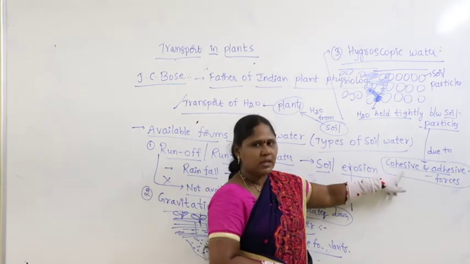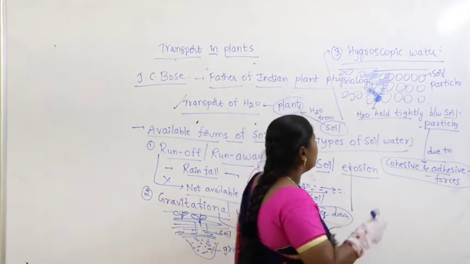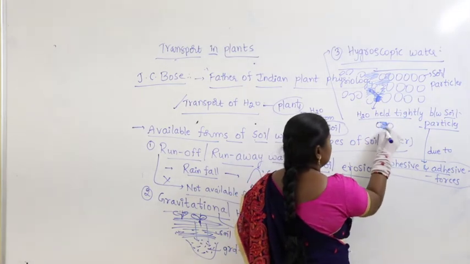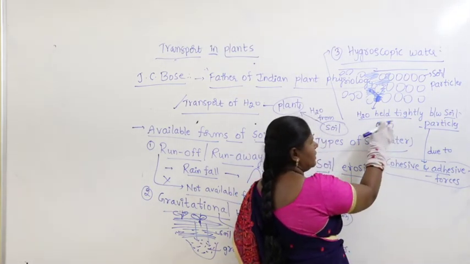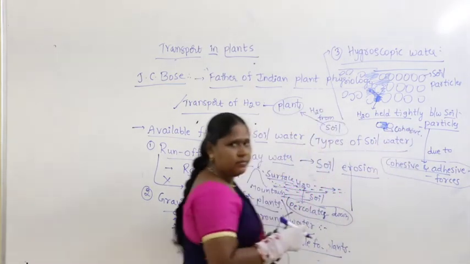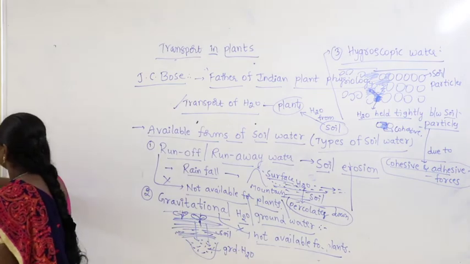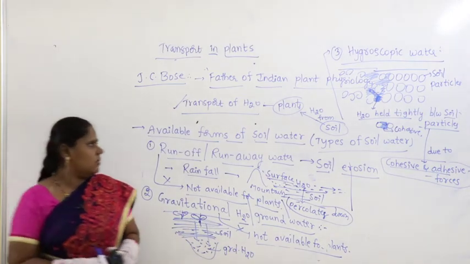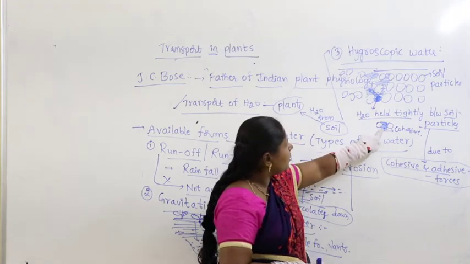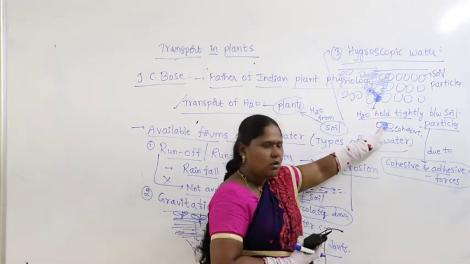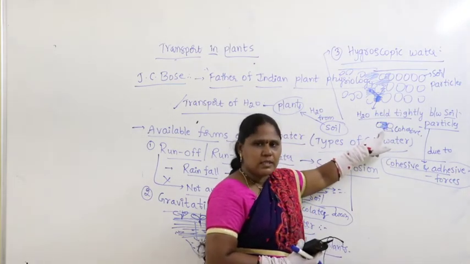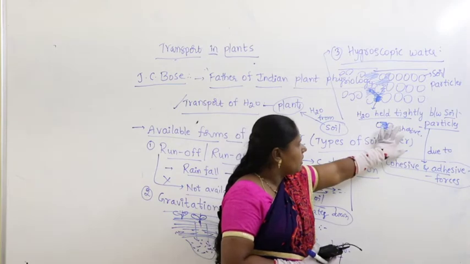Cohesive force is nothing but surface force. What is the meaning of this? Between two soil particles, the amount of water here is nothing but a surface force, and that is called cohesive. So the force existing between two soil particles is called cohesive force.